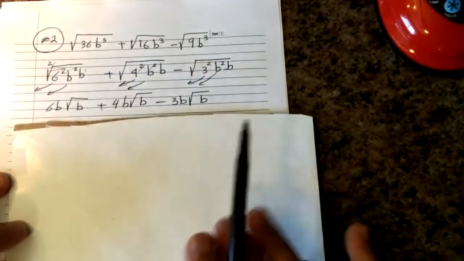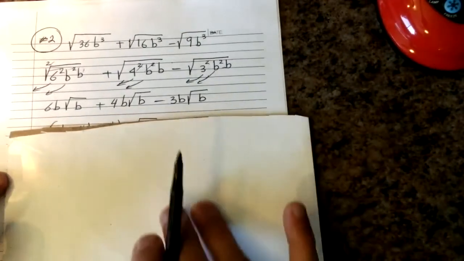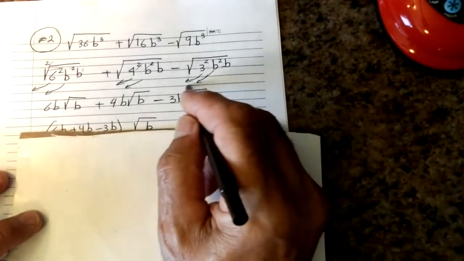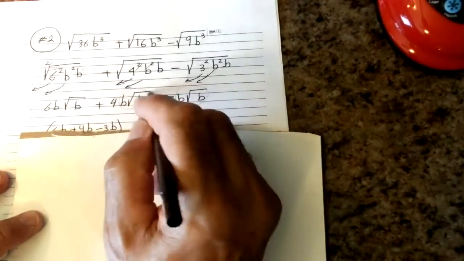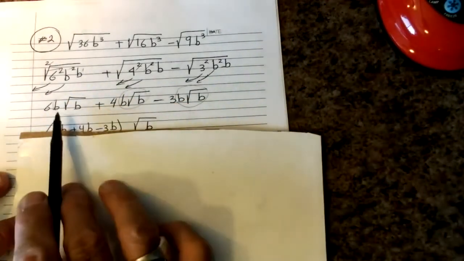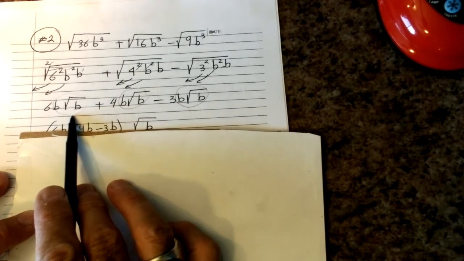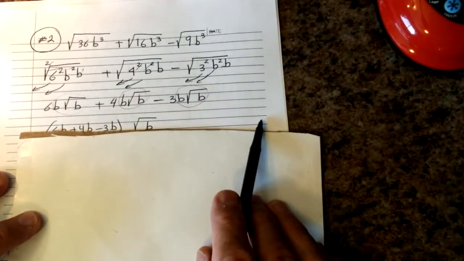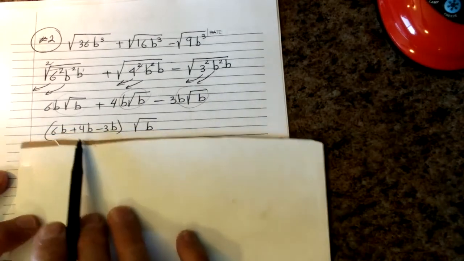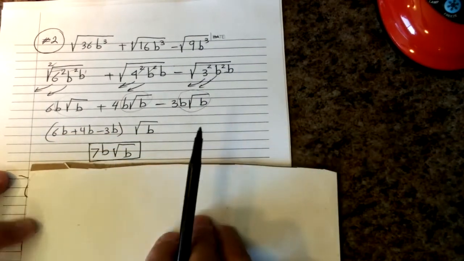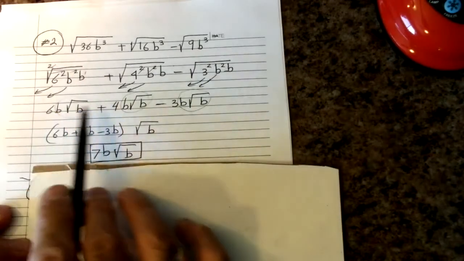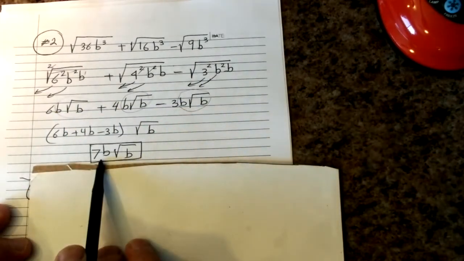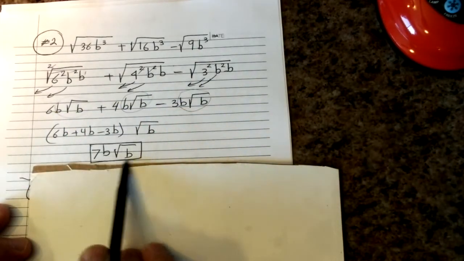Same thing here. Now notice they all have this part in common. Look, b radical b, b radical b, b radical b. It's like you have 6 items here, 4 items, and minus 3 items. All these 3 items are equal, so you add and subtract, and that gives you 7 items. So 6 and 4 is 10, minus 3 is 7 b radical b.